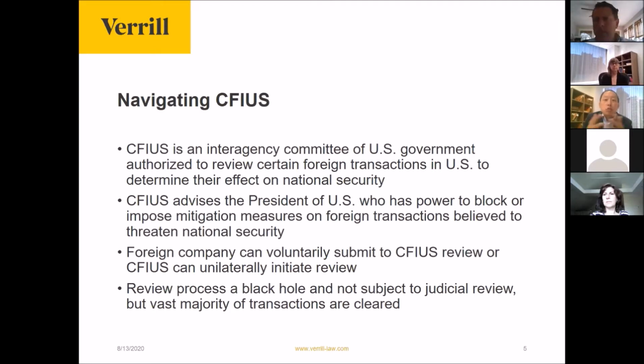Some examples of mitigation measures include putting limits on the foreign investors' governance rights, the board of director rights. They can put limits on the amount of information, the access to information that they have to the U.S. company. They can require that they divest of certain assets or certain contracts that are sensitive, or they may impose certain ongoing compliance obligations to the U.S. government. So those are some mitigation measures.